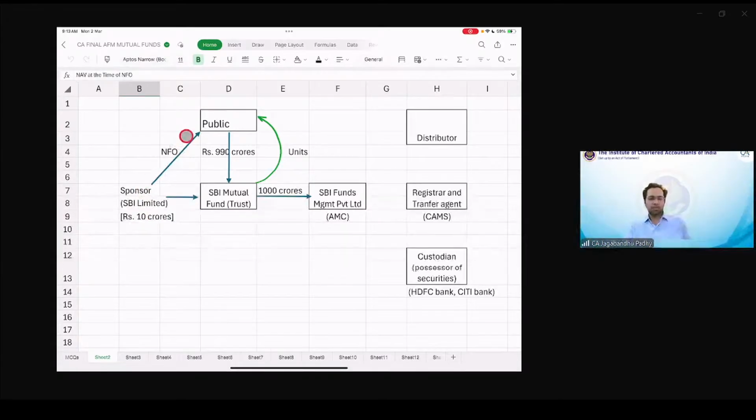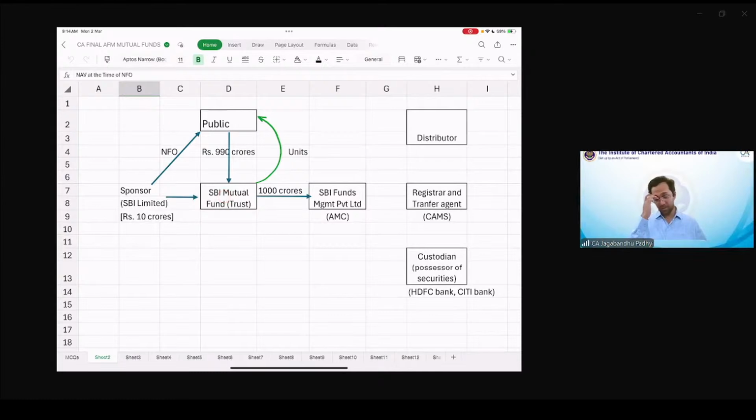Then it approaches the public for raising the 990 crores, and the total money is contributed to the mutual fund trust. Okay. This total money is contributed to the mutual fund trust, and then this SBI mutual fund, total of 1,000 crores, is going to be given to SBI Mutual Funds Private Limited, which is your AMC. So money is going to be managed by AMC, right? And the ownership is going to be with the trust.